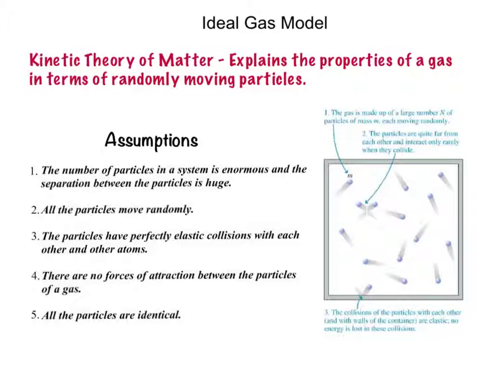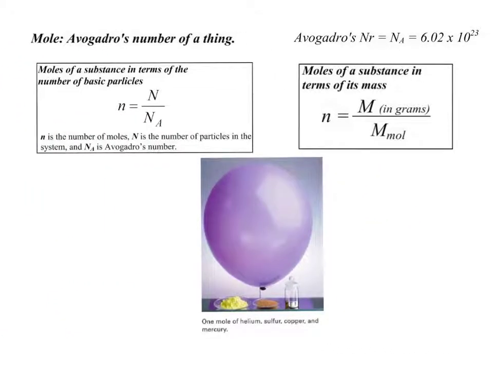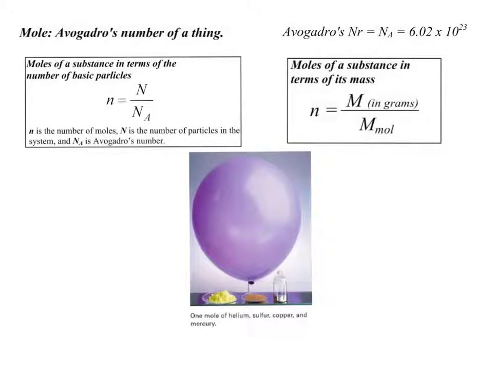Now, if you've taken chemistry, one of the things that you will have covered in that class is the concept of the mole. A mole is simply Avogadro's number of a thing. It's like a dozen. The word dozen is just a word that signifies 12 of something. A mole is just a word that signifies Avogadro's number of a thing. Avogadro's number is 6.022 times 10 to the 23. So it's just a huge number of things.